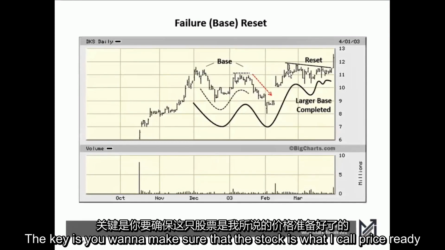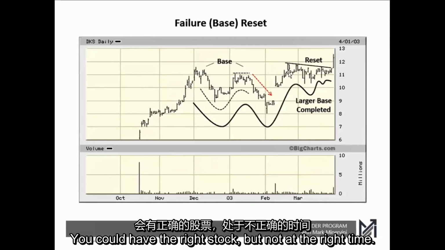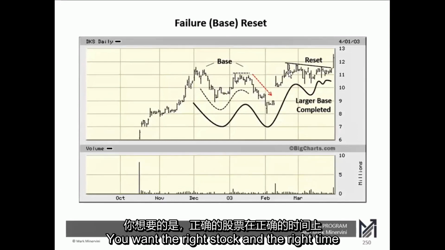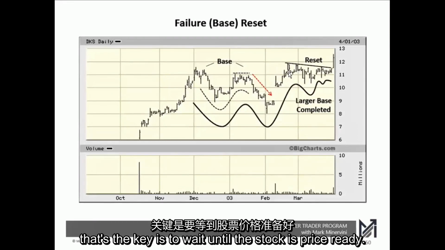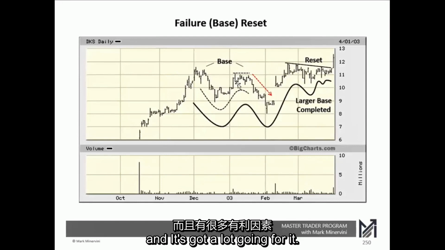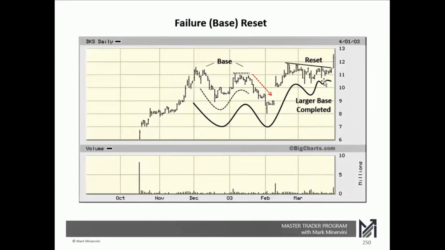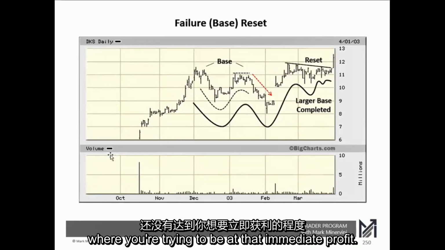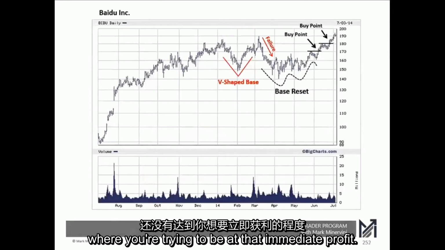The key is you want to make sure that the stock is what I call price ready. You could have the right stock, but not at the right time. And you want the right stock and the right time. That's the key, is to wait until the stock is price ready. Right here, it's price ready. Over here, fundamentals may be coming in, and yes, it's got a lot going for it, but it hasn't gotten to that point where you're timing it, where you're trying to be at that immediate profit.